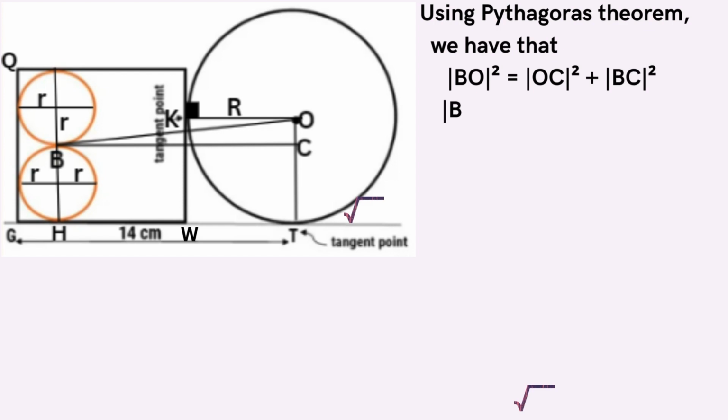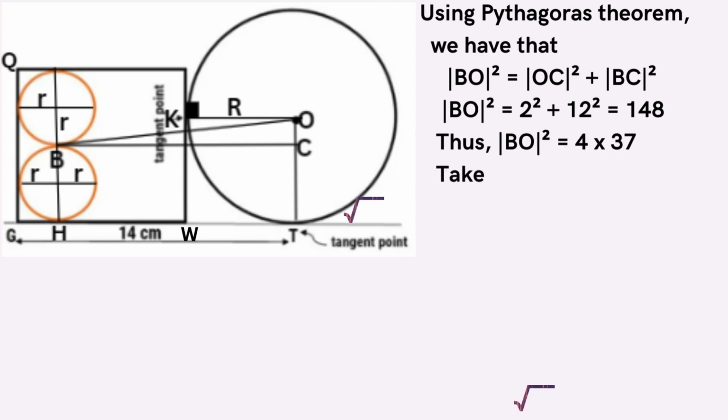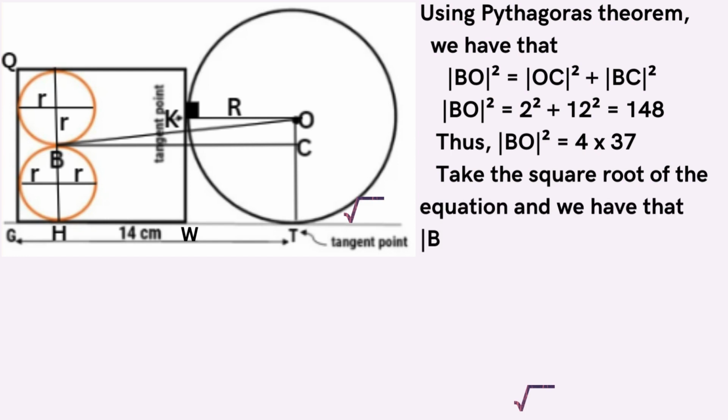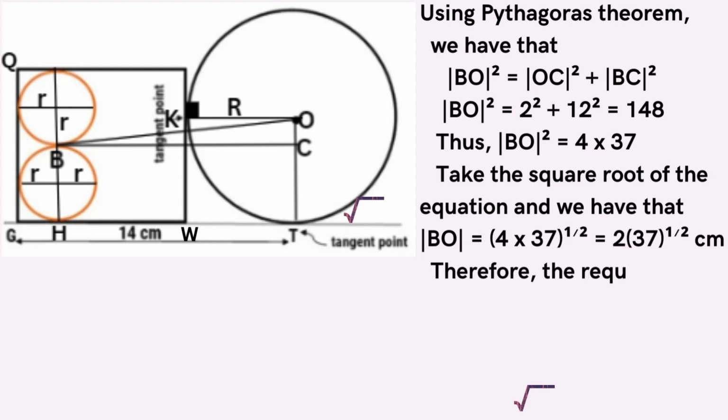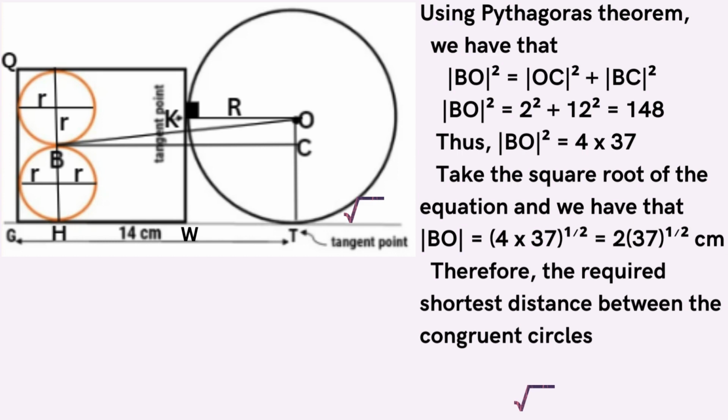Using Pythagoras' theorem, we have that the square of BO equals the sum of the squares of 2 and 12, which equals 148. Take the square root of the equation and we have that BO equals the product of 2 and the square root of 37, all in centimeters. Therefore, the required shortest distance between the congruent circles and the center of the larger circle equals the product of 2 and the square root of 37, all in centimeters.